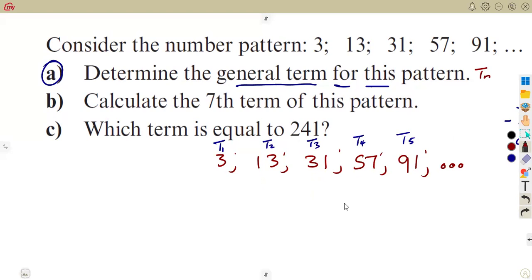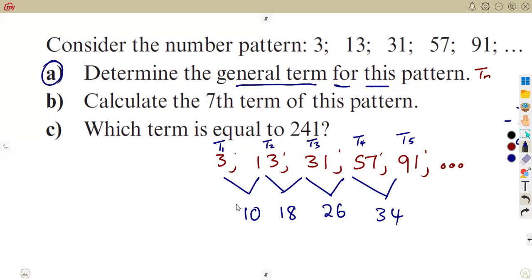That is what you're supposed to work with, and see if there is a common difference between the terms. So let's see. You're going to have the difference here, the difference, the difference, and so on. That's 13 minus 3, which is 10. 31 minus 13, which is 18. 57 minus 31, which is 26. 91 minus 57, which is 34.